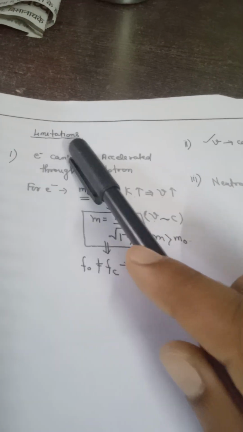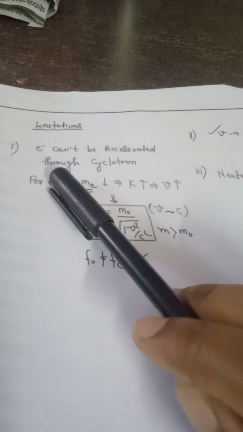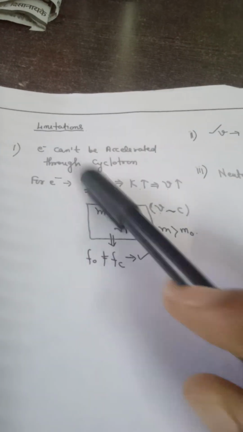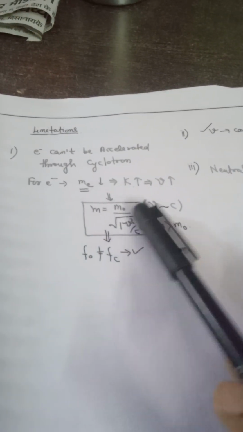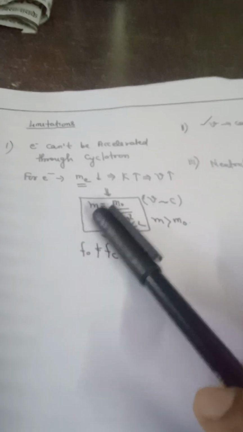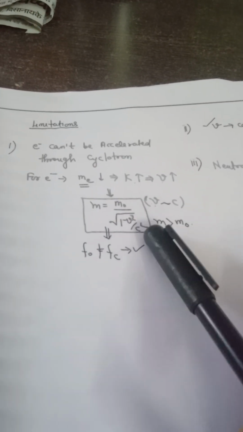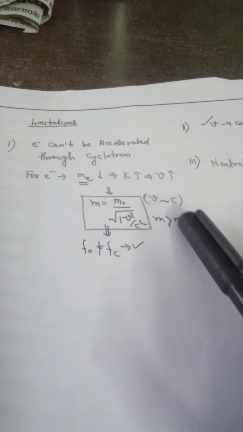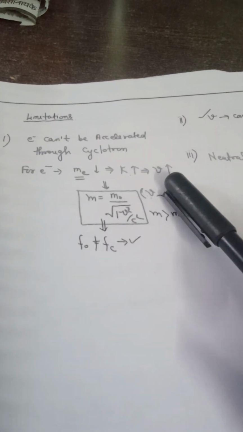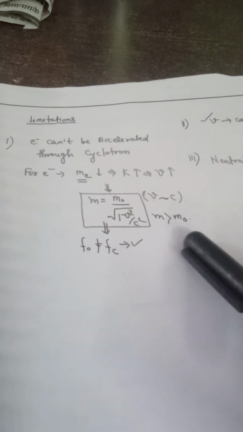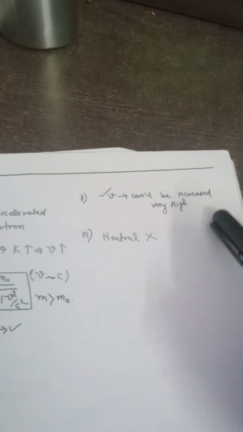Now we are discussing the limitations. An electron can't be accelerated through the cyclotron. For an electron, mass decreases, kinetic energy increases, velocity increases. So m is equal to m naught upon root of 1 minus v squared upon c squared. Here velocity is nearly equal to the velocity of light, so m is not equal to m naught. So f is not equal to f naught. V can't be increased to very high values. And it cannot remain in a neutral state.